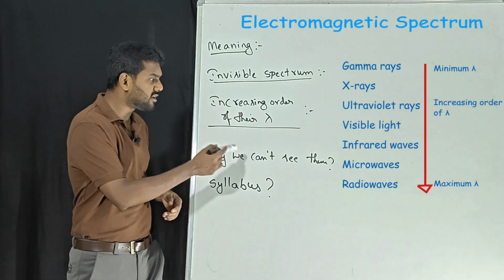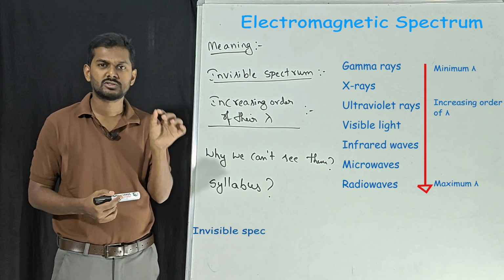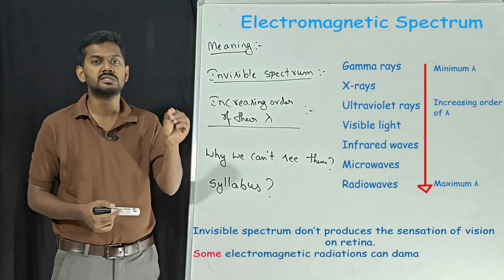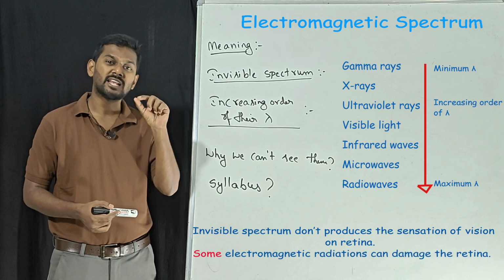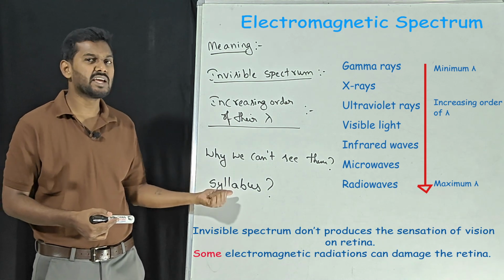Next, why can we not see them? Which ones? The invisible spectrum. Why? Because, very simple, the invisible spectrum will not produce the sensation of vision in us, and actually they harm our eyes. Okay, then which is there in the syllabus?